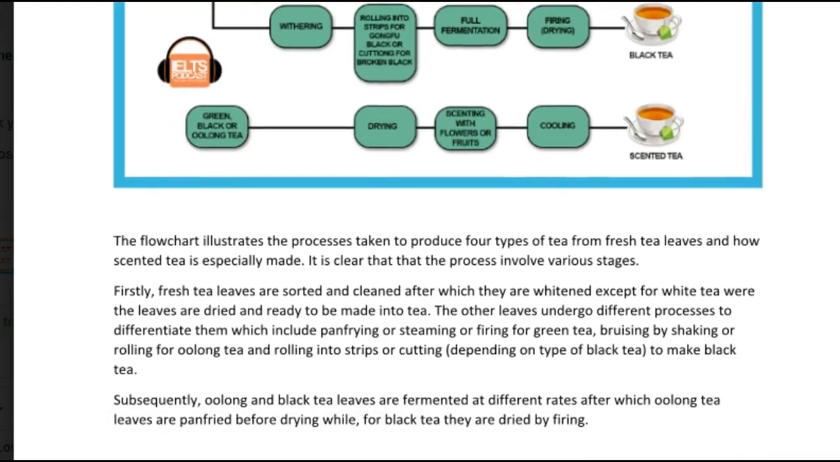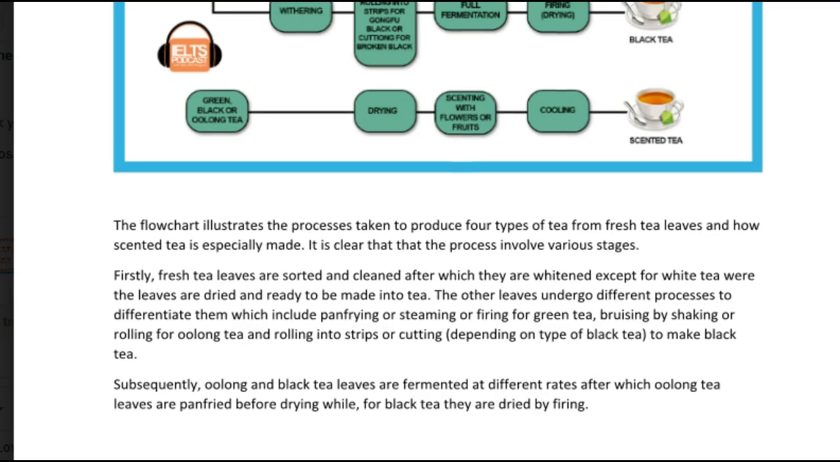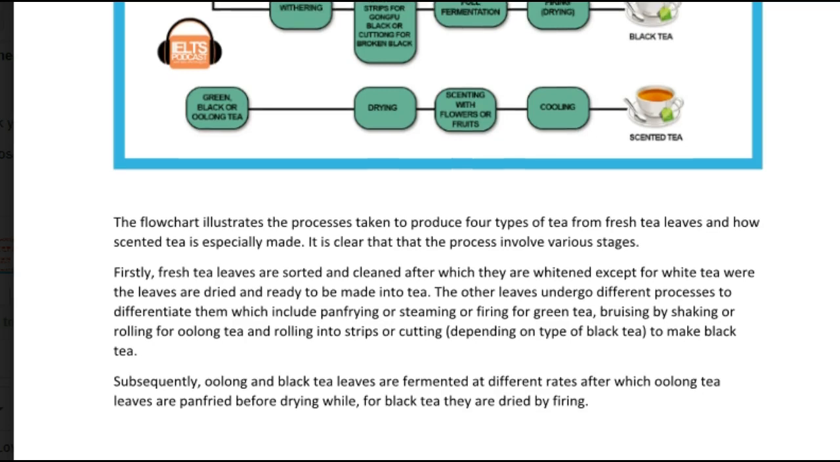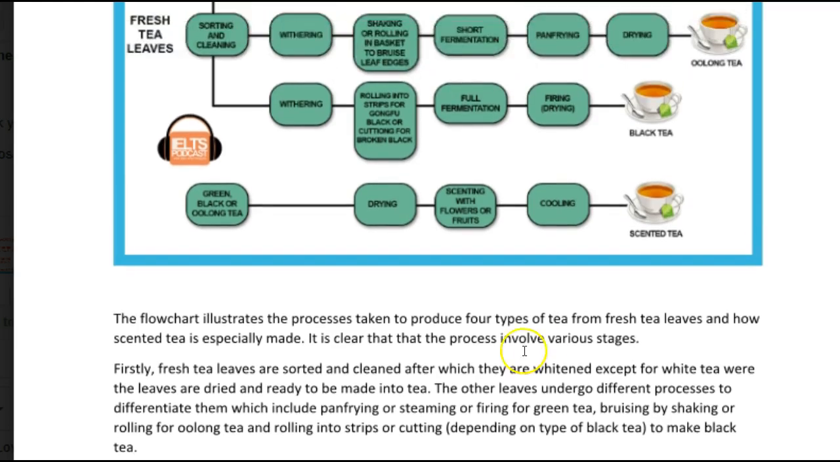Okay. The flowchart illustrates the processes taken to produce 4 types of tea from fresh tea leaves and how scented tea. It is clear that the process involves various stages. Okay. I understand. I would have liked something a little bit more here. Obviously, they said something different.